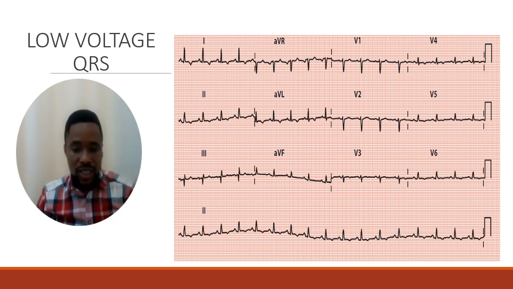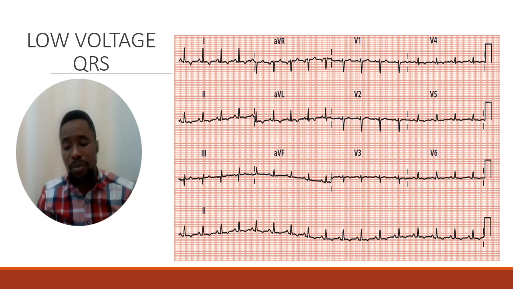First thing, if it's less than 5 small boxes on the limb leads, it's regarded as low. Then you look at the chest lead. If it's less than 10 millimeter, because the chest lead used to have higher voltage of QRS complex, so definitely we give it 10. So if it's less than 10 here and it's less than 5 here, you regard it as a low voltage QRS complex.